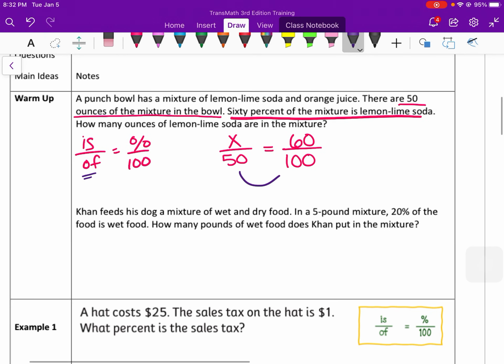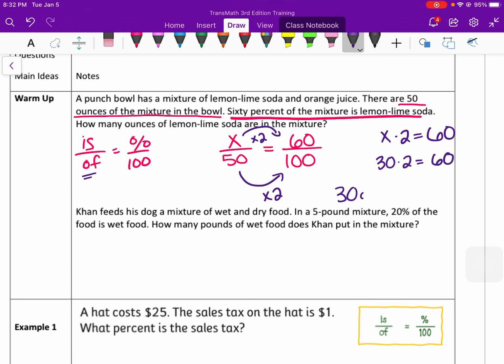Now I know that 50 times 2 is 100, so x times 2 has to equal 60. So what number times 2 equals 60? That would be 30. 30 times 2 equals 60. So there are 30 ounces of lemon lime soda.